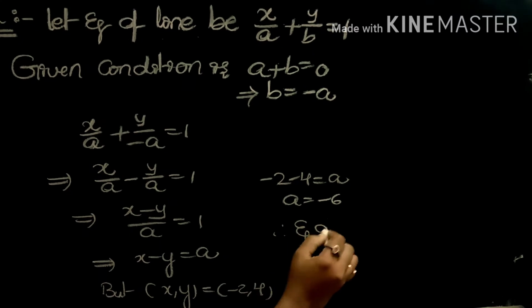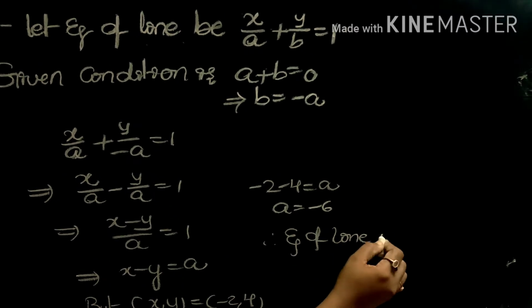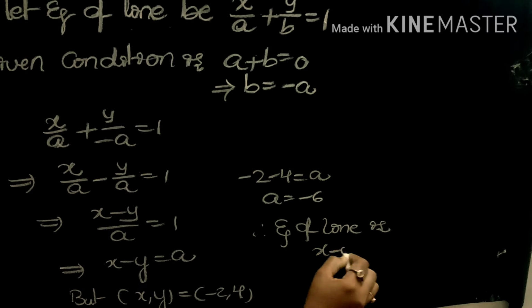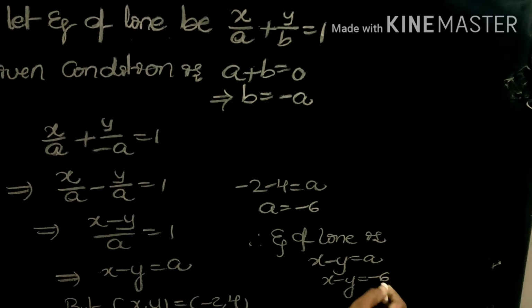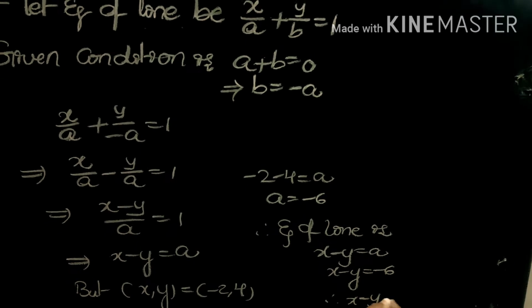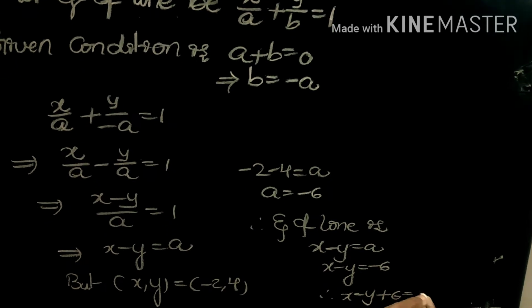Therefore the equation of the line is x - y = a, that is x - y = -6. Therefore, x - y + 6 = 0.